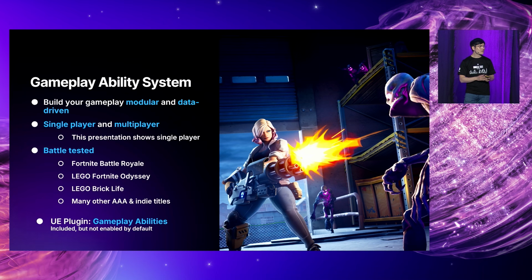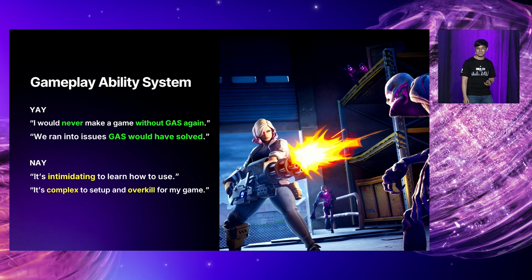Now, GAS is a framework that really helps you to develop your gameplay content in a modular and data-driven way. Those are some often used buzzwords, so I'm going to show you how this can be done to make your gameplay modular. It's useful for both single-player and multiplayer games, and it's used in all of Epic's games as well as many of your games. It's a plugin that you can enable in the editor by enabling the Gameplay Abilities plugin.